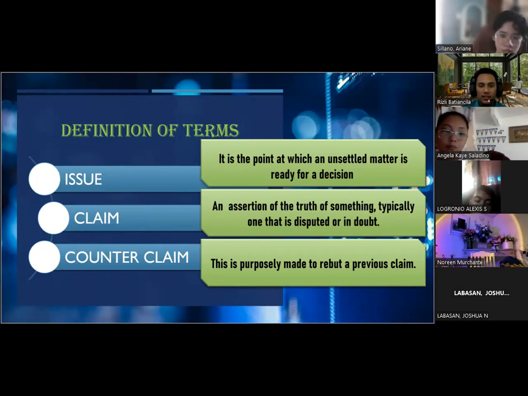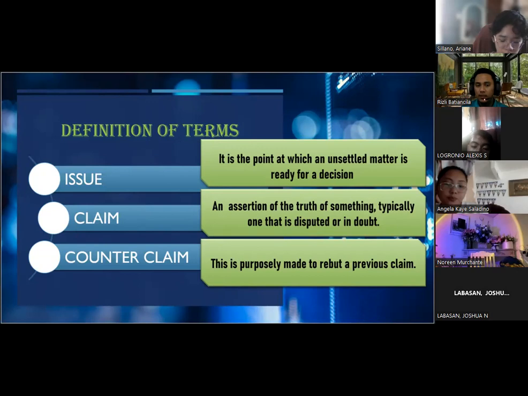So yung claim natin is an assertion of the truth of something, typically one that is disputed or in doubt. So again, ang claim, an assertion of the truth of something, typically one that is disputed or in doubt. Okay, so yun pumapasok yung ating stand or your position or take when it comes to a particular problem or issue. Next is the counterclaim. So counterclaim, this is purposely made to rebut a previous claim. So kung meron kang claim, of course, merong counterclaim. Let's say for example, this is your reason, and then the counterclaim, there are other reasons pa kung bakit ganito yung problem.